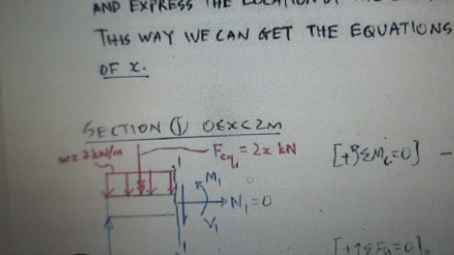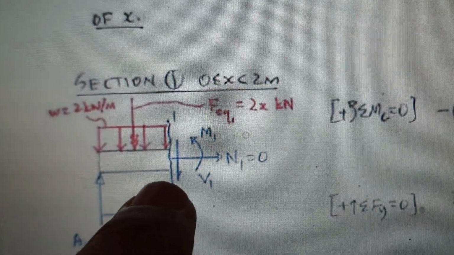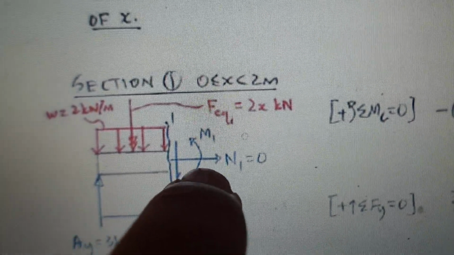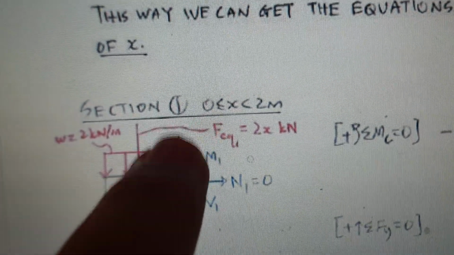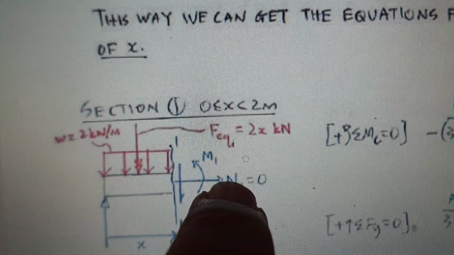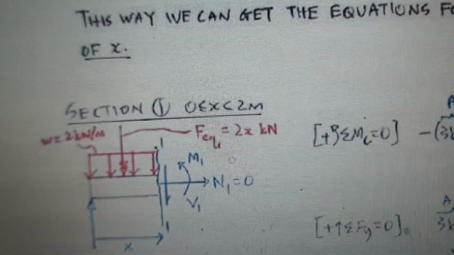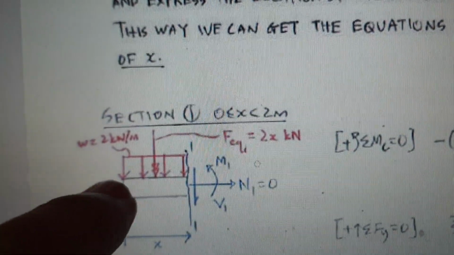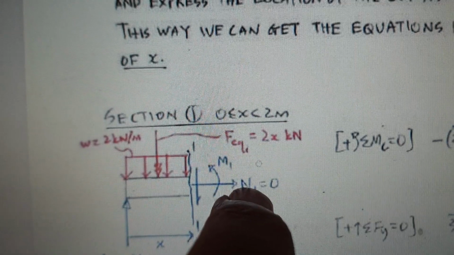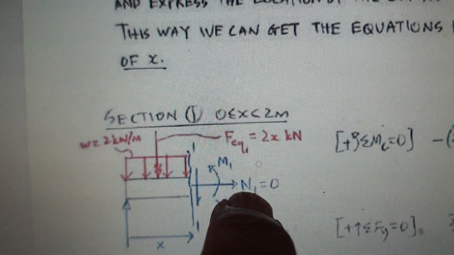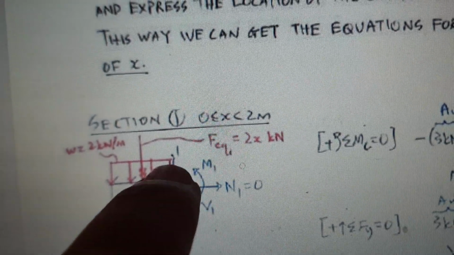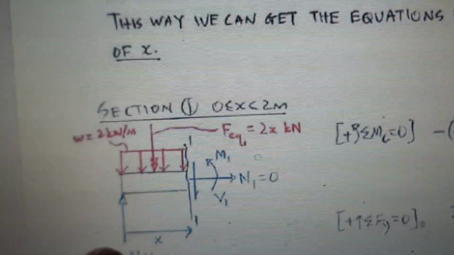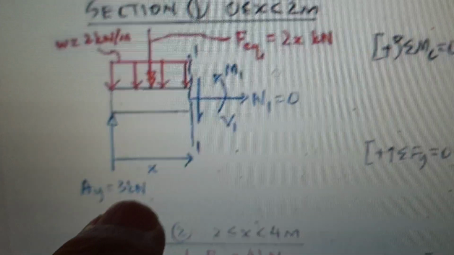Since this is going to be the shear down, we're going to make it positive, and this is the moment like this, and it's a pull. Of course, since there is nothing in the x-axis, this force is 0. We're going to call it N1 because this section is 1. Now, this shear, which is down, we should make it like this one.